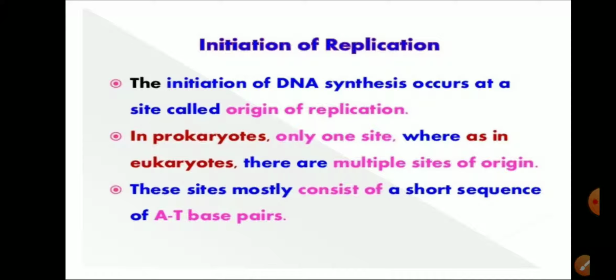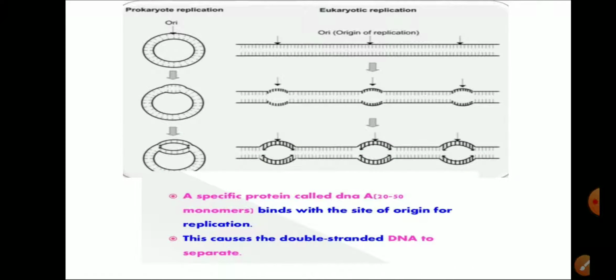Now we have the various steps of the DNA replication. The very first is the initiation of replication. Now how does the replication initiate? It initiates at a particular point that is termed as origin of replication. In prokaryotes, it starts at only one site, and in eukaryotes there are multiple sites of origin of replication. These sites consist of a short sequence of 80 base pairs. Here it is shown that in prokaryotes the replication takes place through the single point of origin of replication, while in eukaryotes there are many sites of origin of replication.